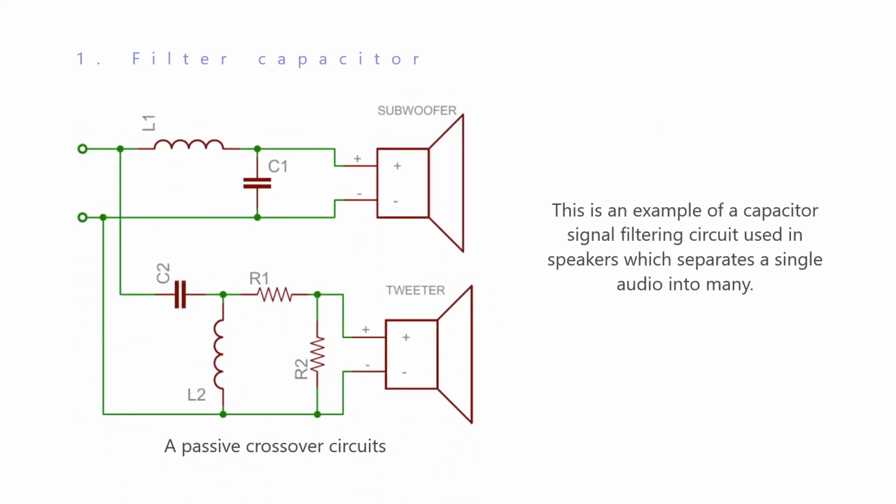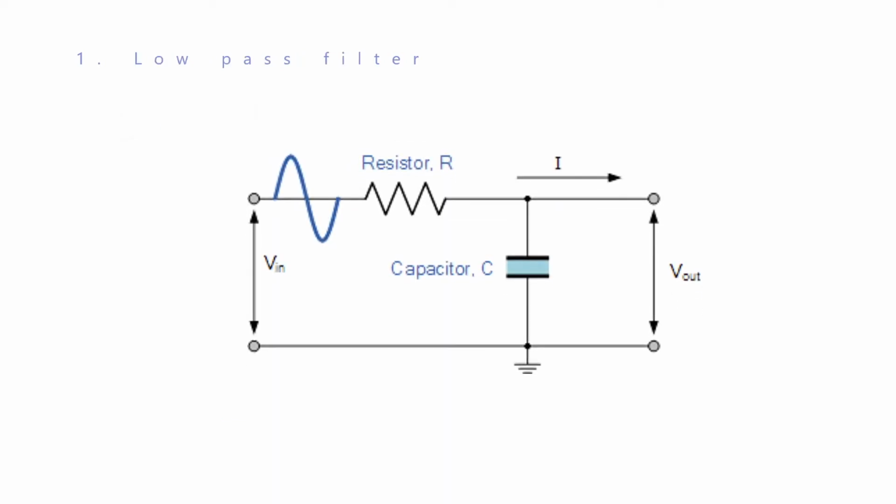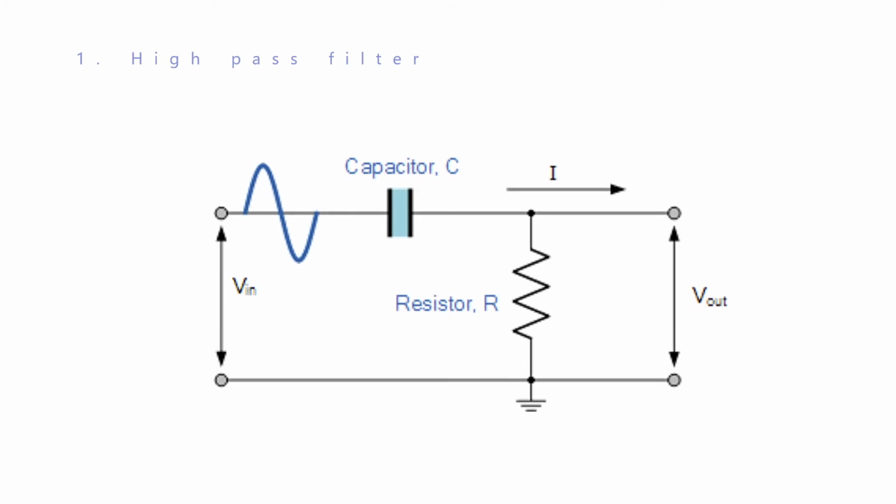An example of a filter capacitor is a passive crossover circuit inside speakers, which separates a single audio signal into many. Another popular example of a filter capacitor is a low-pass filter circuit, which allows low-frequency signals to pass through. In the case where we want high-frequency signals to pass through, we would use a high-pass filter circuit, where the capacitor and resistor's positions are switched.